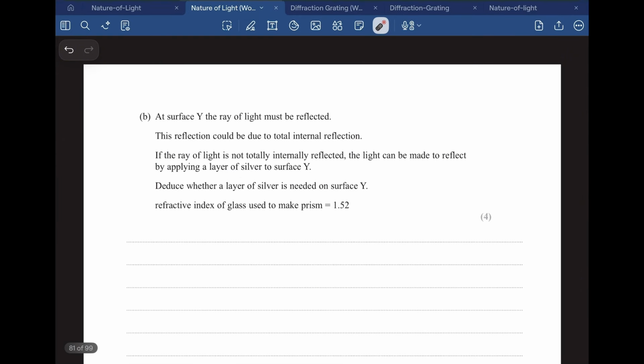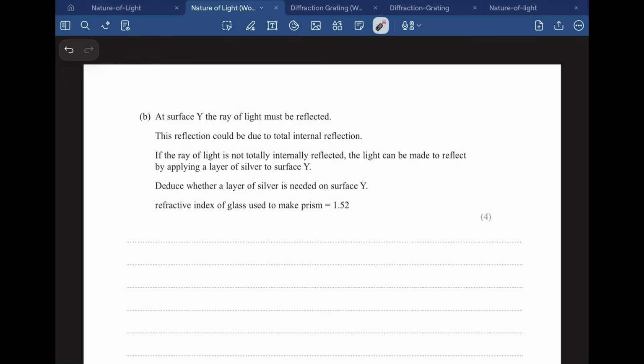Okay, this reflection could be due to total internal reflection. If the ray of light is not total internally reflected, the light can be made to reflect by applying a layer of silver to surface Y. Okay, deduce whether a layer of silver is needed on surface Y. Refractive index of glass used to make prism is given. So basically, indirectly what they have asked right here in this question is whether total internal reflection will occur or not. And we know for total internal reflection to occur, there are 2 criteria. The first criteria is the light must be moving from more dense medium to less dense medium.